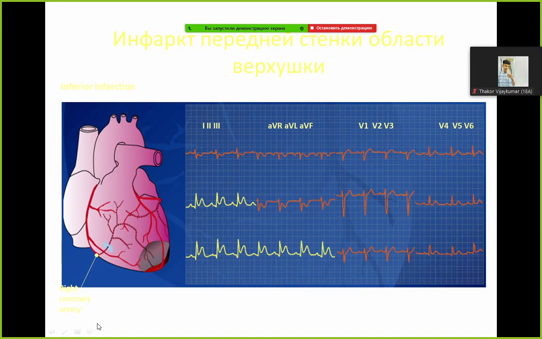Myocardial infarction of the posterior wall of left ventricle. So ST segment elevation in the second, in the third, and aVF, and reciprocal ST segment depression in the first and aVL.